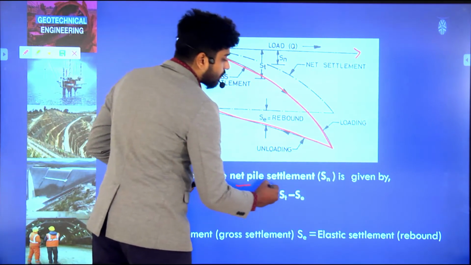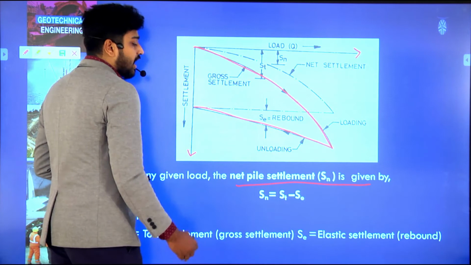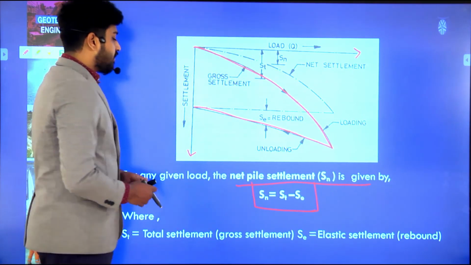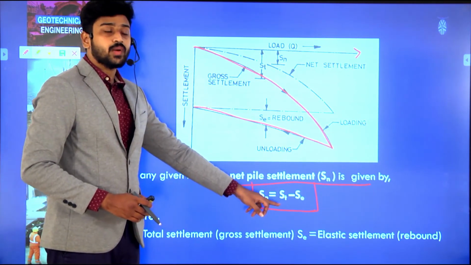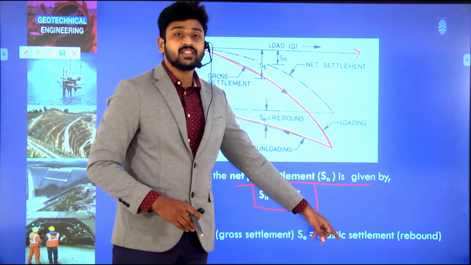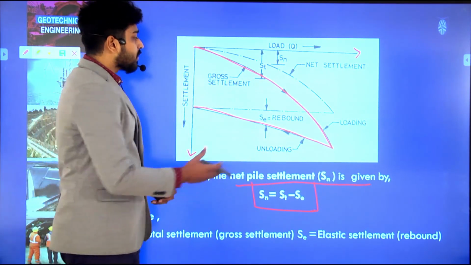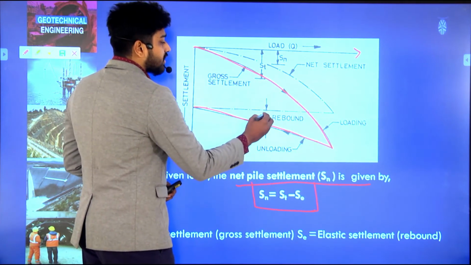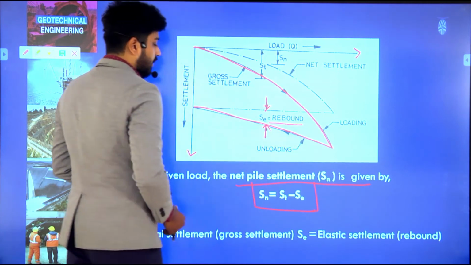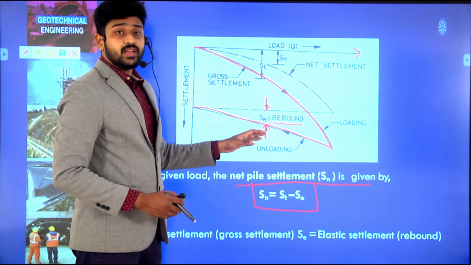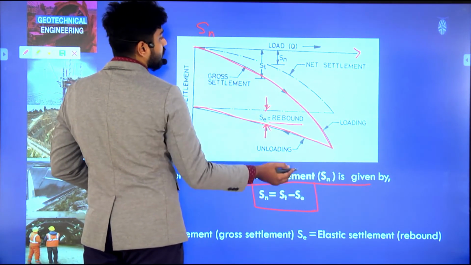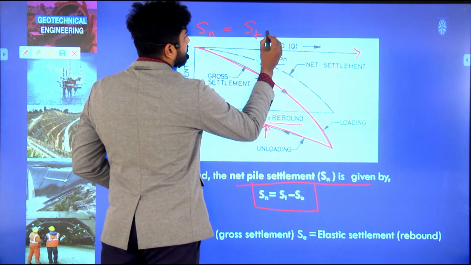So this region is nothing but the gross settlement region during the unloading, and for any given load the net pile settlement is represented by Sn, and is obtained by Sn equals St minus Se, where St is the total gross settlement and Se is the elastic settlement. That means after removal of the load, whatever rebound is happening is given by Se.